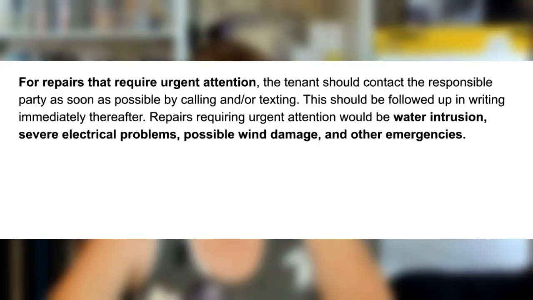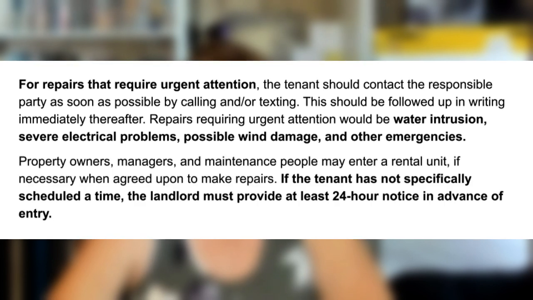For repairs that require urgent attention, the tenants should contact the manager or owner as soon as possible by calling or texting. Repairs requiring urgent attention could be water intrusion, electrical problems, wind damage, and other emergencies. Property owners, managers, and maintenance people may enter the rental unit, if necessary, only when agreed to make repairs.